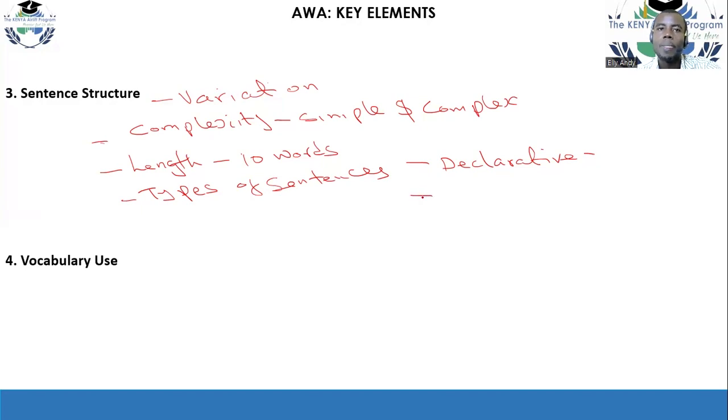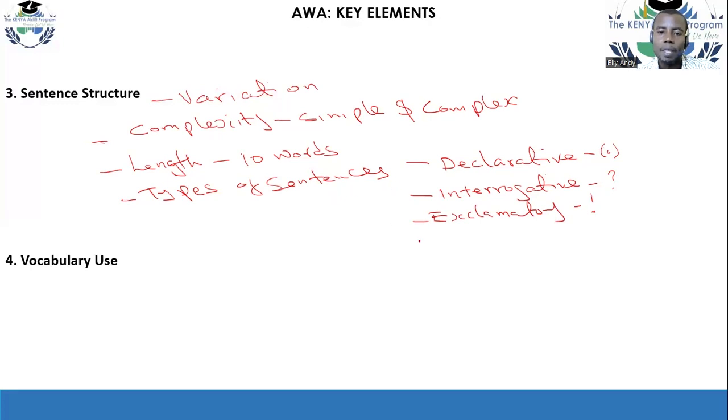Then we also have interrogative sentences. Interrogative sentences come in the form of questions. So declarative sentences end in periods, that is full stops. Interrogative sentences end in question marks. Then we also have exclamatory sentences that end in exclamation marks. This one is used to convey certain moods.